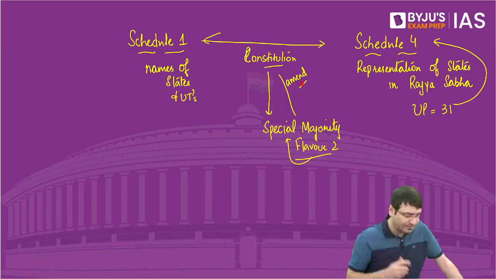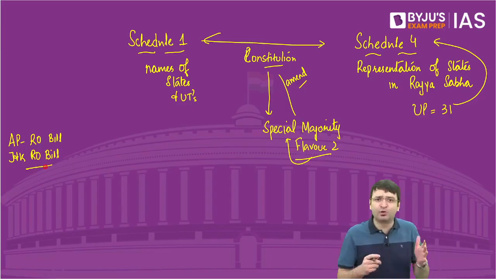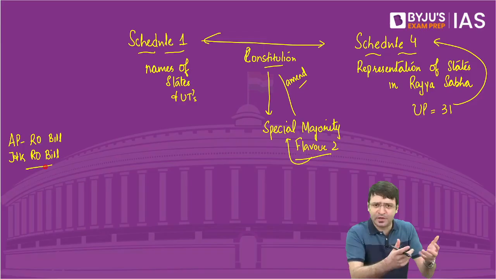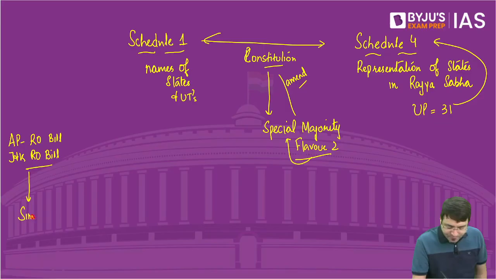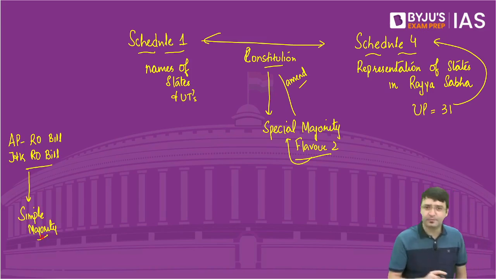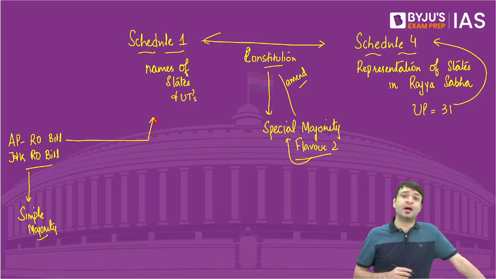Right or wrong? Right. Now we have Andhra Pradesh Reorganization Bill, or we have Jammu and Kashmir Reorganization Bill. Both these bills are required to do what? To alter the boundaries, to bifurcate the states of Andhra Pradesh and Jammu and Kashmir. Now both these bills are passed by what type of majority? Simple majority. Right or wrong? Right.